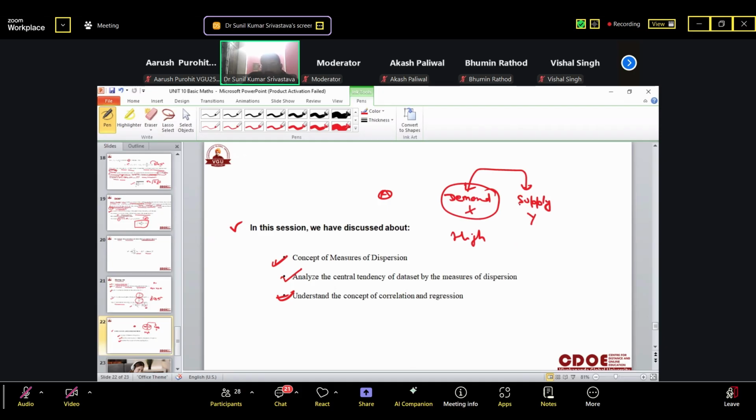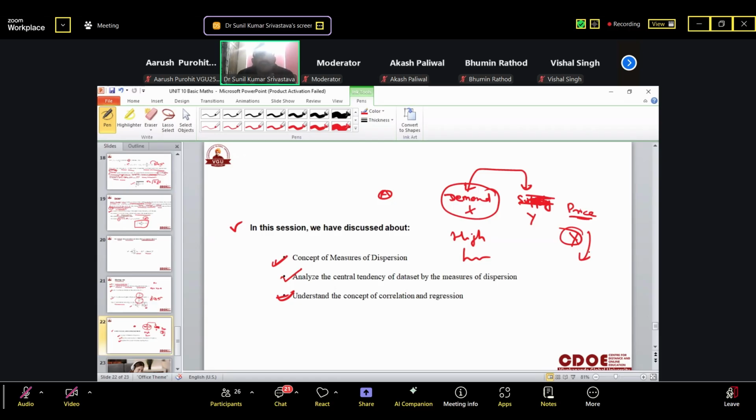Suppose we take the other variable as price, not supply. When demand is high, price will also increase. And when demand is very, very low, price will also decrease. The meaning is that price depends upon the demand. If demand is high, price is also high. If demand is very low, price is also low. These two variables are connected to each other, so we can say that there is a relation between these two variables, and that relation is known as correlation.